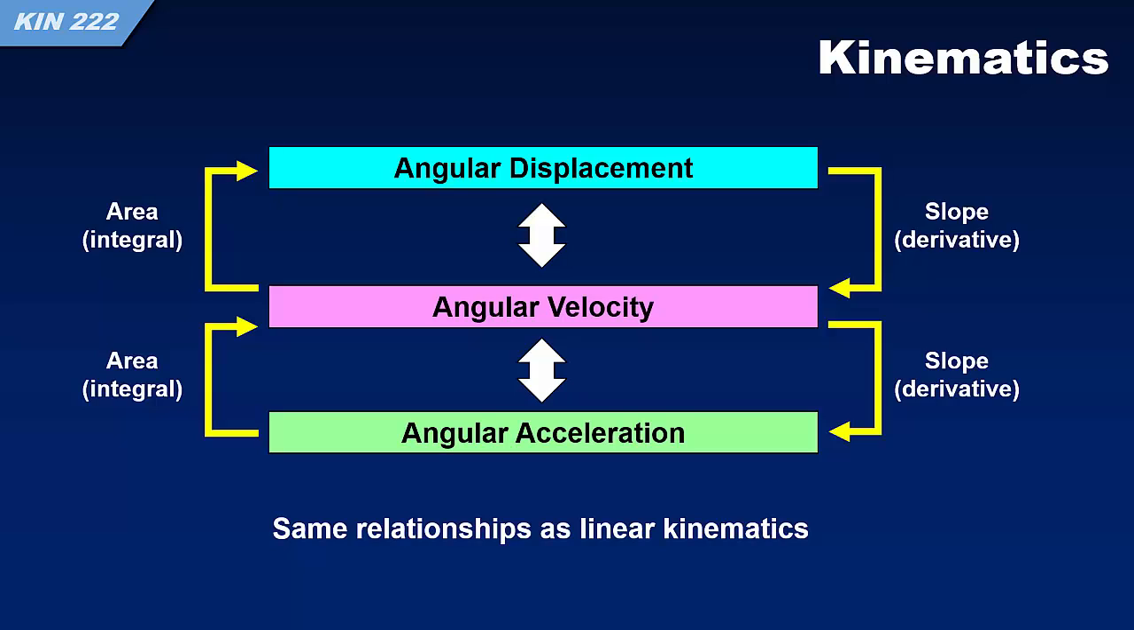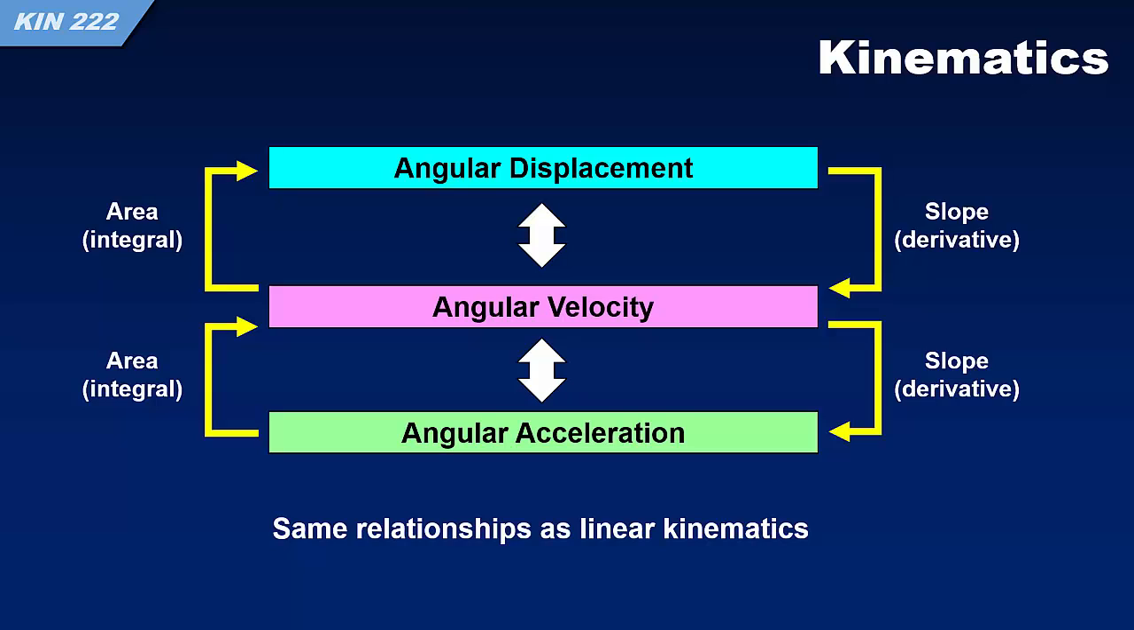Same thing if you have an angular velocity graph and you're looking for angular acceleration, you're looking for the slope of that graph. And exactly the same thing if you're going the other way. If you have angular acceleration data and you're looking for velocity, or if you have velocity data and you're looking for displacement, you're taking the integral.